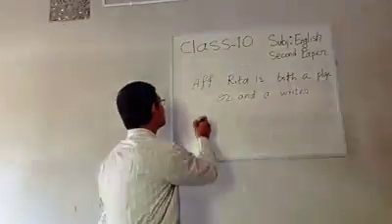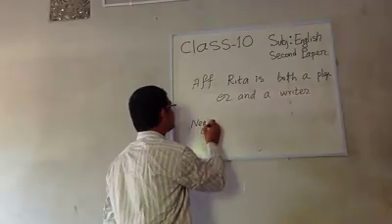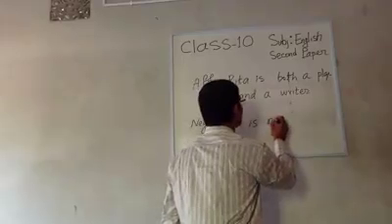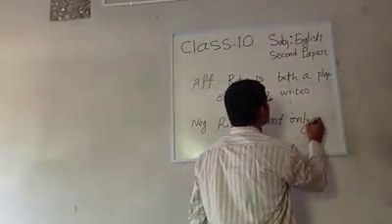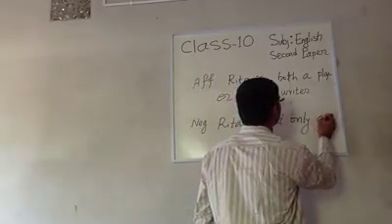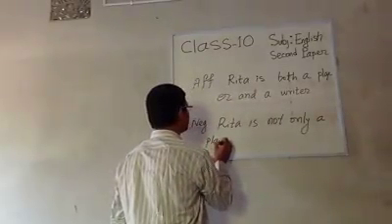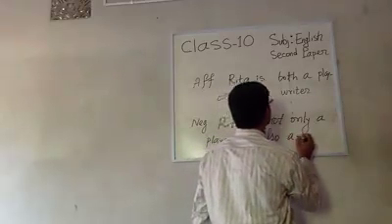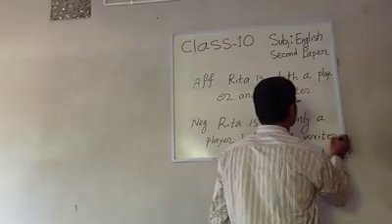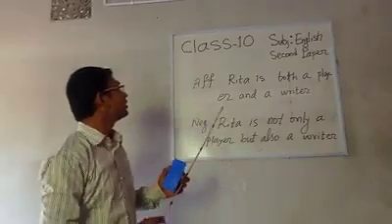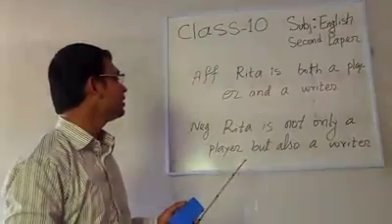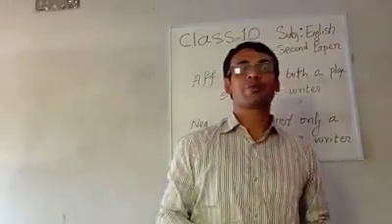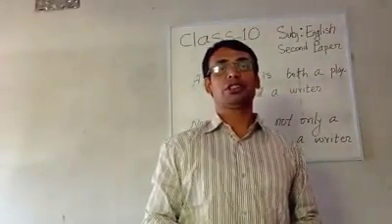If you are asked to change affirmative to negative, how will you do it? You have to do it in this way, using not only but also. Rita is not only a player but also a writer. So what is the meaning? রিতা শুধু একজন খেলোয়াড় নয়, একজন লেখকও। So dear students, in this way you have to change or transform the sentences. I think you will practice it more at home.